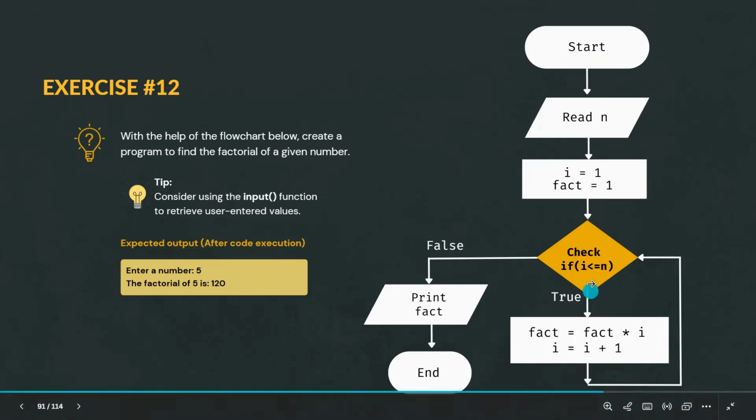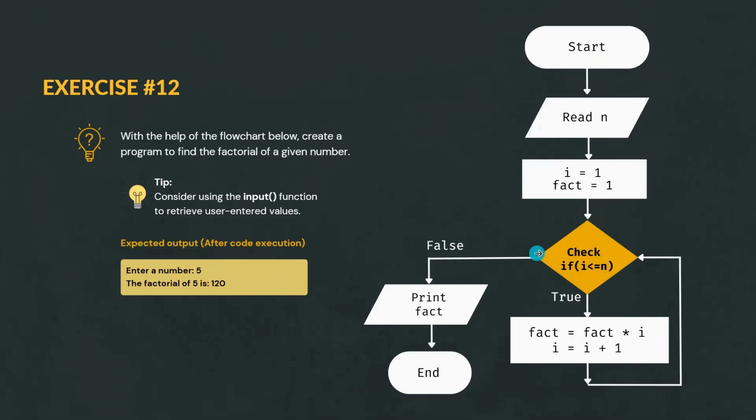And then once I is greater than n, this condition is false, so then it comes out of the loop and prints the factorial of the number. And then we will end the program. So it's like telling Python to multiply numbers from 1 to n step by step. Let's write our Python program together.